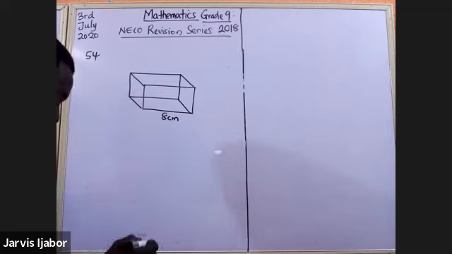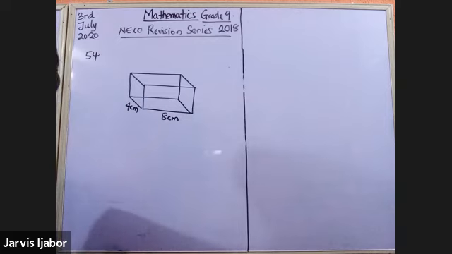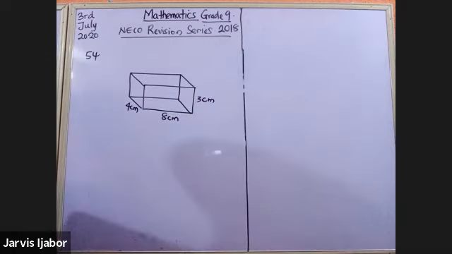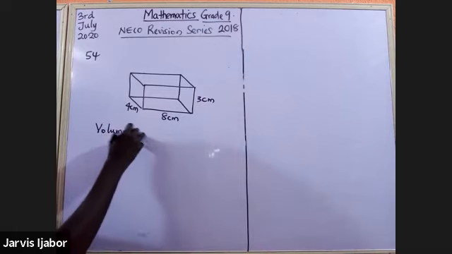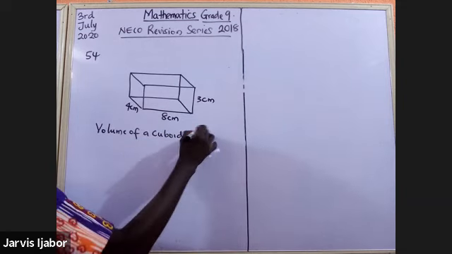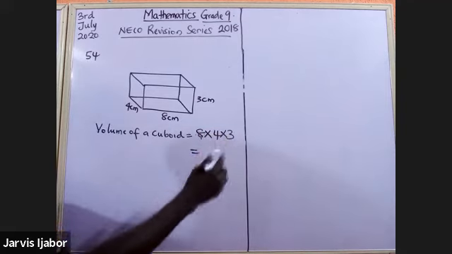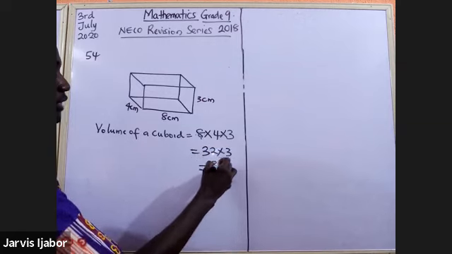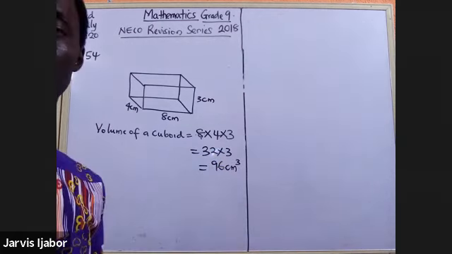It will have width. In this case, it will be 4 cm. And it will have height, which is 3 cm. So what is the volume? The volume of a cuboid is equal to 8 times 4 times 3. When you multiply that out, that will give you 32 times 3, which will be 96 cm cube. So the answer to that is 96 cm cube.